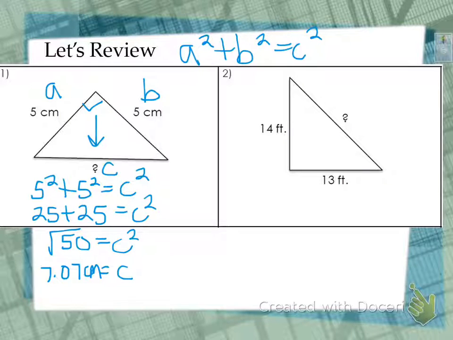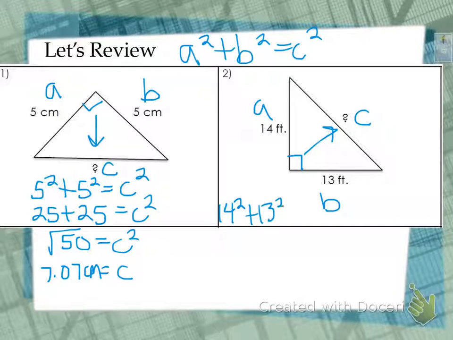For number 2, my right angle is on the bottom left-hand corner, but I know that across from that is side C, so I am again missing the letter C. Labeling my other two sides A and B, my formula is a squared plus b squared equals c squared, so I will have 14 squared plus 13 squared equals c squared.